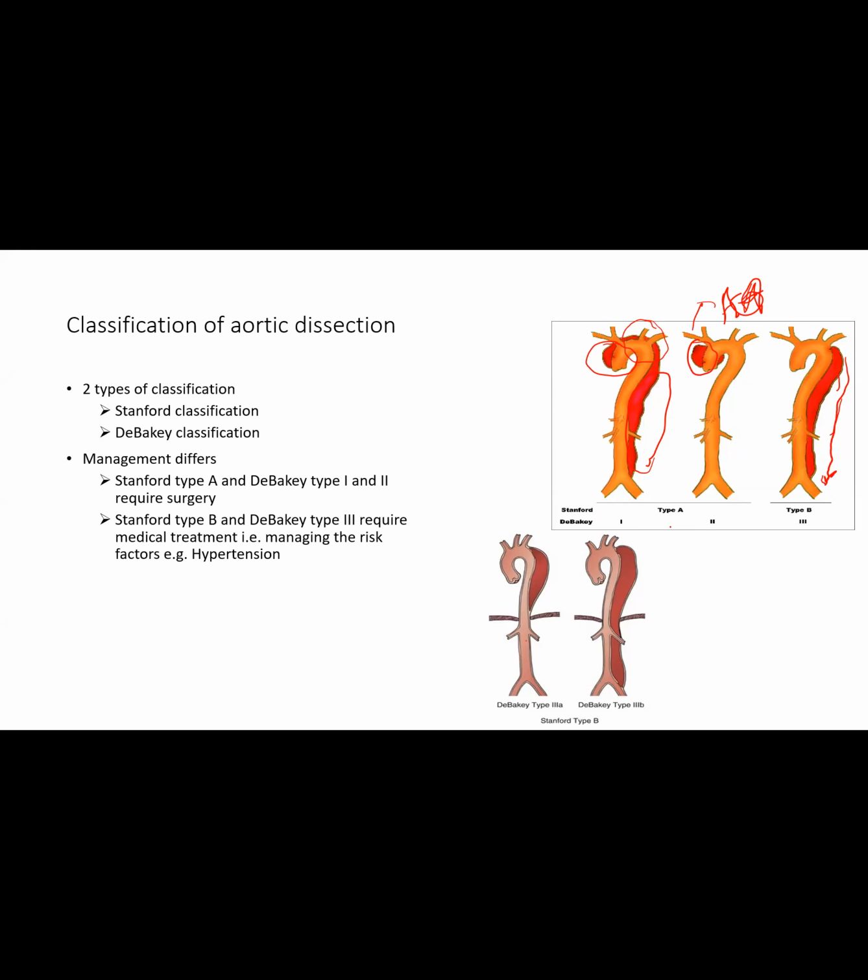DeBakey type 3 is basically further classified into type 3A and type 3B. In type 3A, this affects the region above the diaphragm. So this is the diaphragm region, and this is the descending aorta. This is above the diaphragm that's being affected. And in type 3B, the affected region extends below the level of the diaphragm as well. So this is the diaphragm, and this area is also affected.